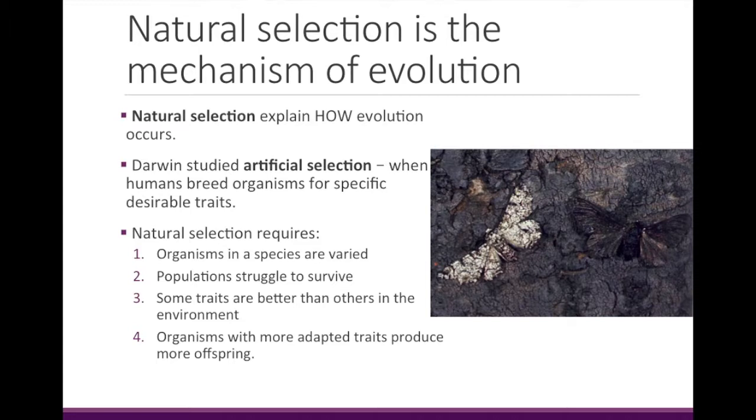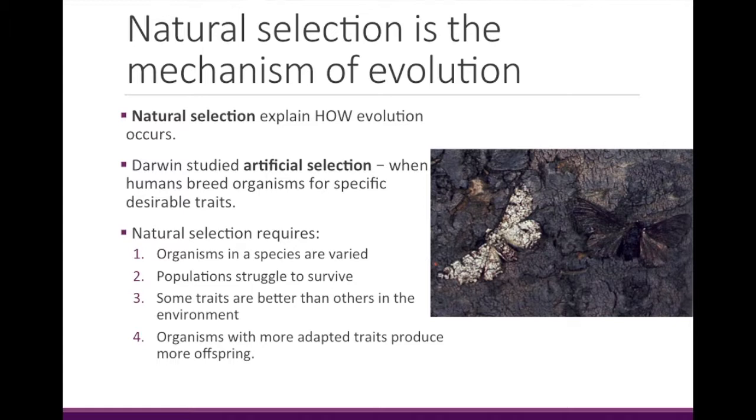Some traits are more adaptive than other traits. When you look at this picture, which moth is better adapted to living on this tree trunk? It's the darker one. The darker one blends in and is less likely to be eaten or spotted by predators. So this makes the dark moth better adapted to this environment on the dark tree trunk.